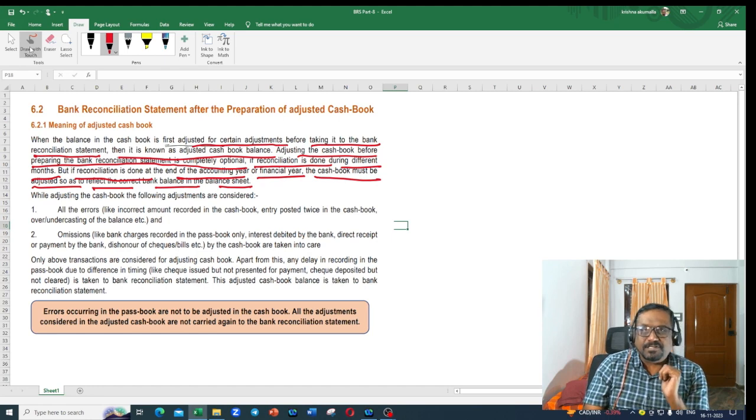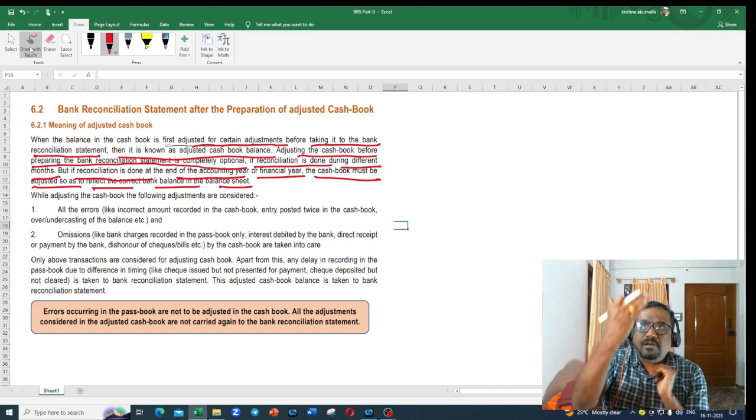Those errors are your errors. You prepare the adjusted cash book, rectify them in the cash book, and then prepare your reconciliation with the passbook. Then whatever cash book balance is showing in your books of accounts will be the right bank balance, and you can show it in your balance sheet. You can say that this balance shown in the balance sheet will not match with my passbook, but you can show that as a reconciliation.